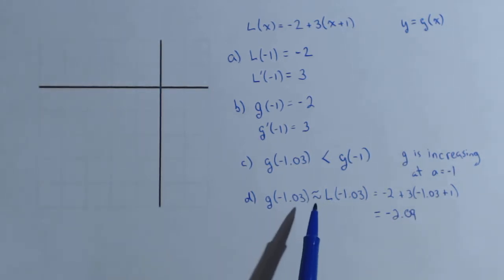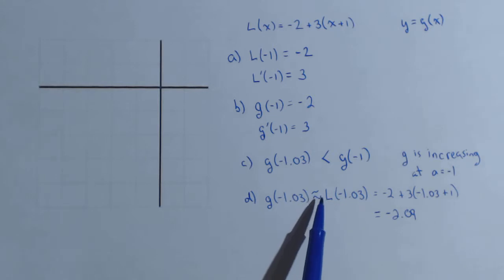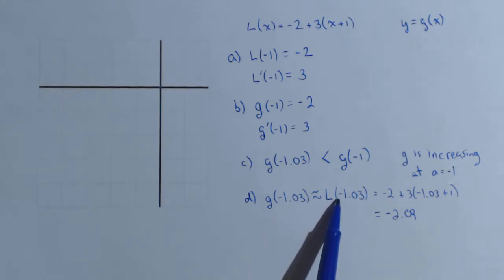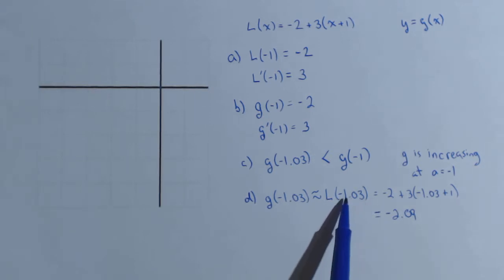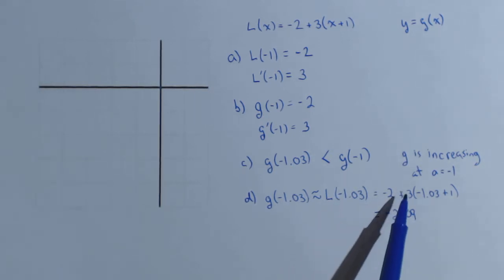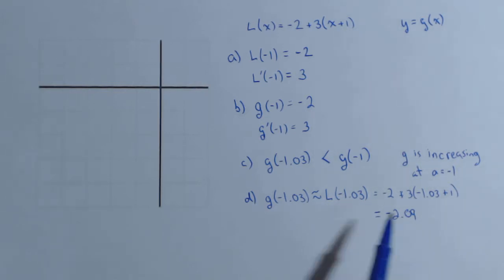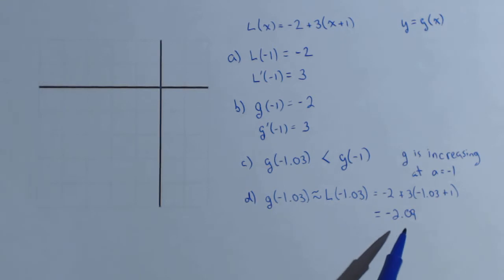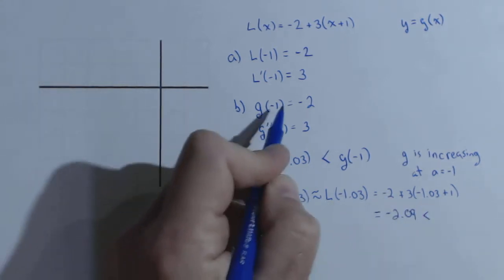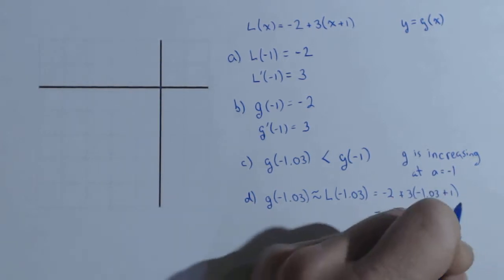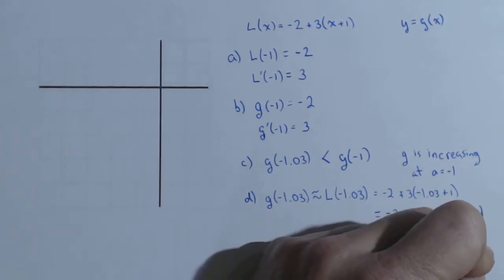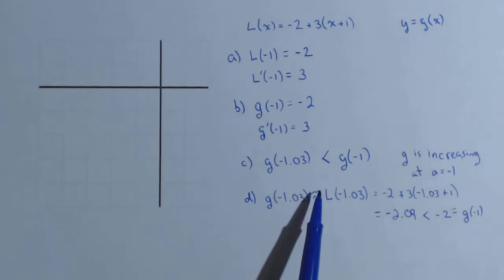Now just one thing I want to point out. Notice here I use the squiggly equals because this is an approximation of the function value. But here I just use regular equals because L of -1.03 is equal to this exactly, which is exactly equal to -2.09. And notice what we find. -2.09 is smaller than -2, which was our g of -1, which is what we were asked in part C. So we're verifying what we saw in part C.